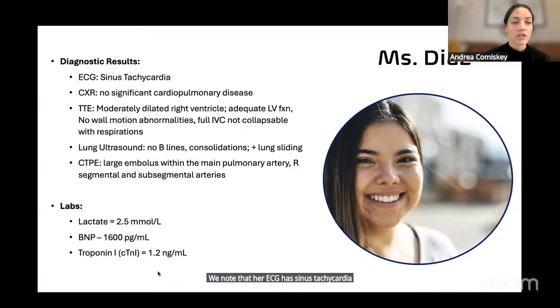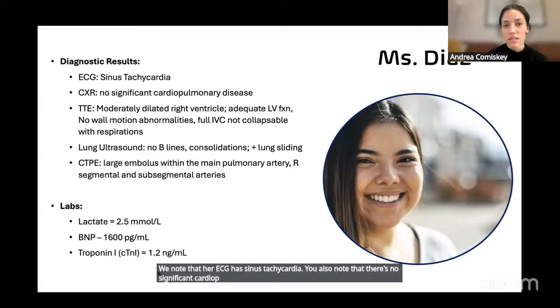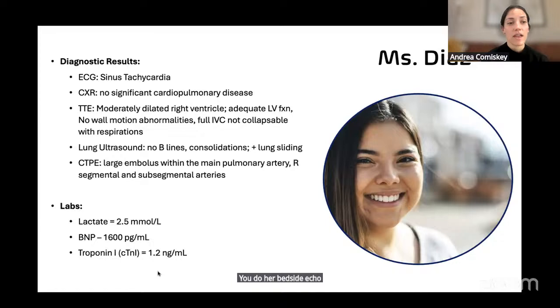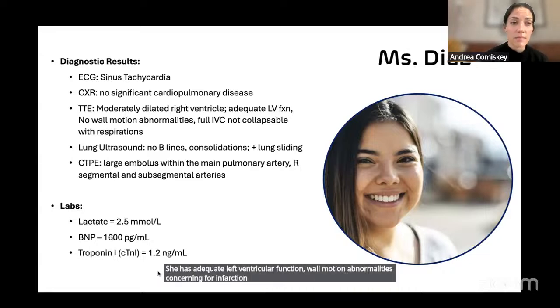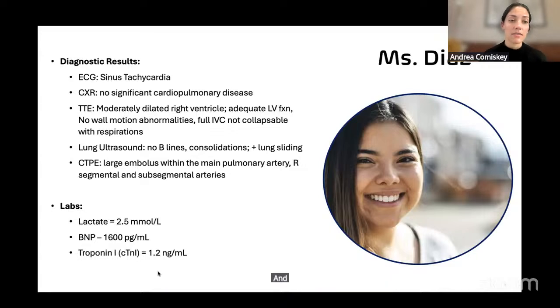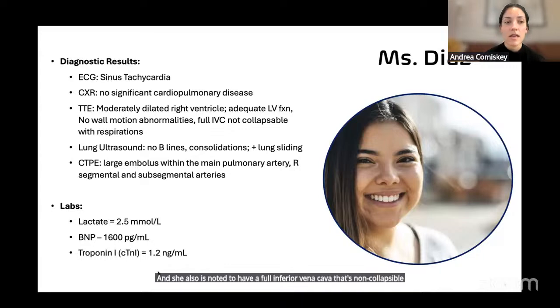You also note that there's no significant cardiopulmonary disease on her chest X-ray, such as a pneumothorax or any sort of consolidation or effusion that could be causing her shortness of breath. You do her bedside echo, and you note that she has a moderately dilated right ventricle. She has adequate left ventricular function, no wall motion abnormalities concerning for infarction of the myocardium, and she is also noted to have a full inferior vena cava that's non-collapsible with respirations.